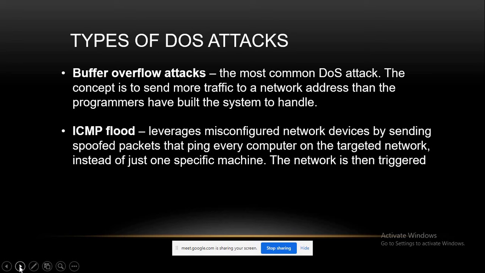Types of DOS attack. Buffer overflow attacks. The most common DOS attack is the buffer overflow attack. The concept is to send more traffic to a network address than the programmers have built the system to handle. Next, ICMP flood, where ICMP stands for Internet Control Message Protocol, leverages a misconfigured network device, which will be sending spoofed packets that ping every computer on the targeted network instead of just one specific machine. Then the network will be triggered. Next topic is types of DDoS attack. My friend Sadhna will be continuing.